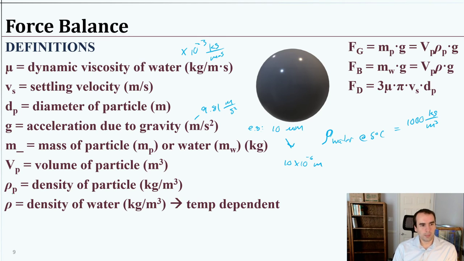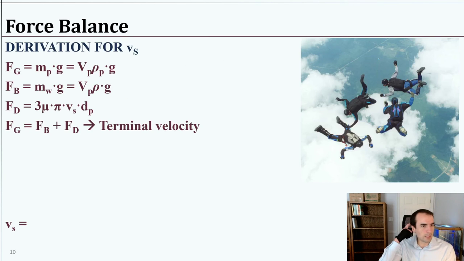The rho p is going to be the density of the particle, and the rho with no subscript is going to be the density of the water. And that's the temperature dependent one. Okay, so with all of these force equations, we can derive an equation for the settling velocity.